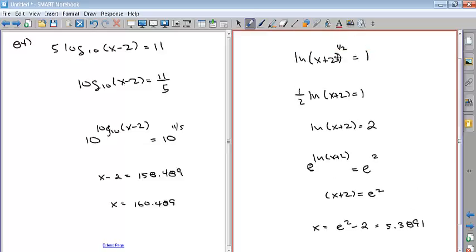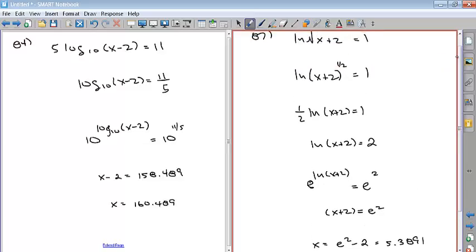And if I plug that back into my original thing, so I use my calculator, the natural log of the square root of 5.3891 plus 2, right parentheses, I get 1.00000.